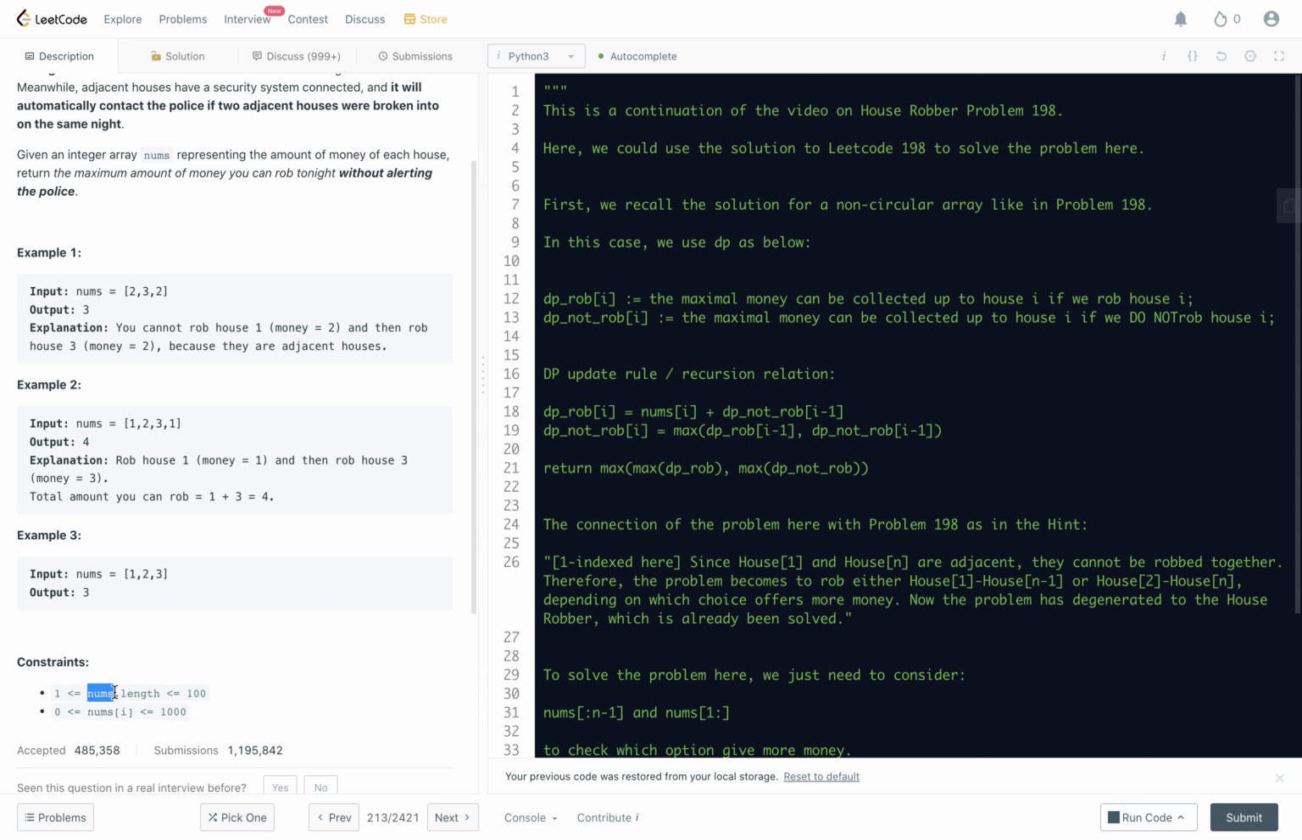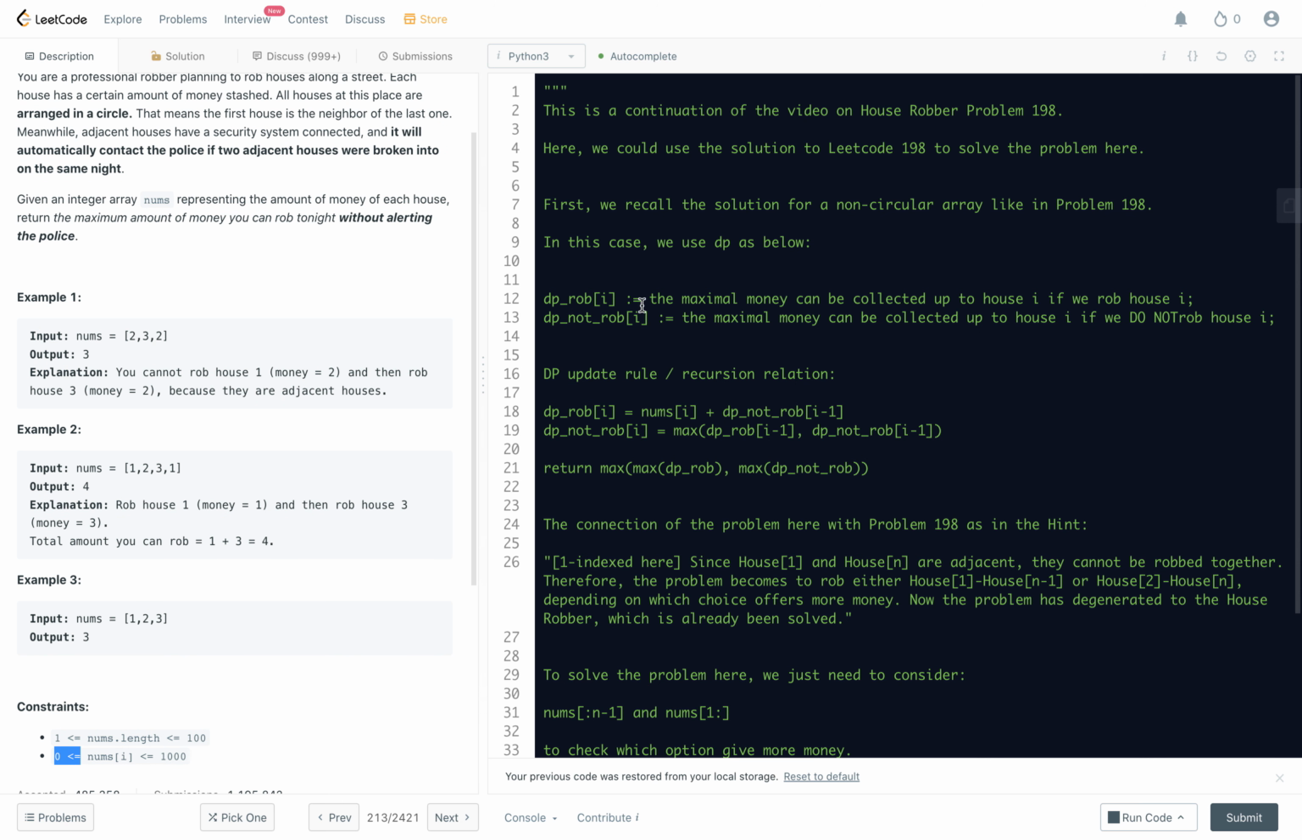The constraints are actually similar. The first one is that the nums array has length bounded above by 100, and nums is not empty. So the first constraint defines the problem size. And for the second one, we want to point out that nums[i] is not negative. That can actually be important, right? Because there's no negative money.